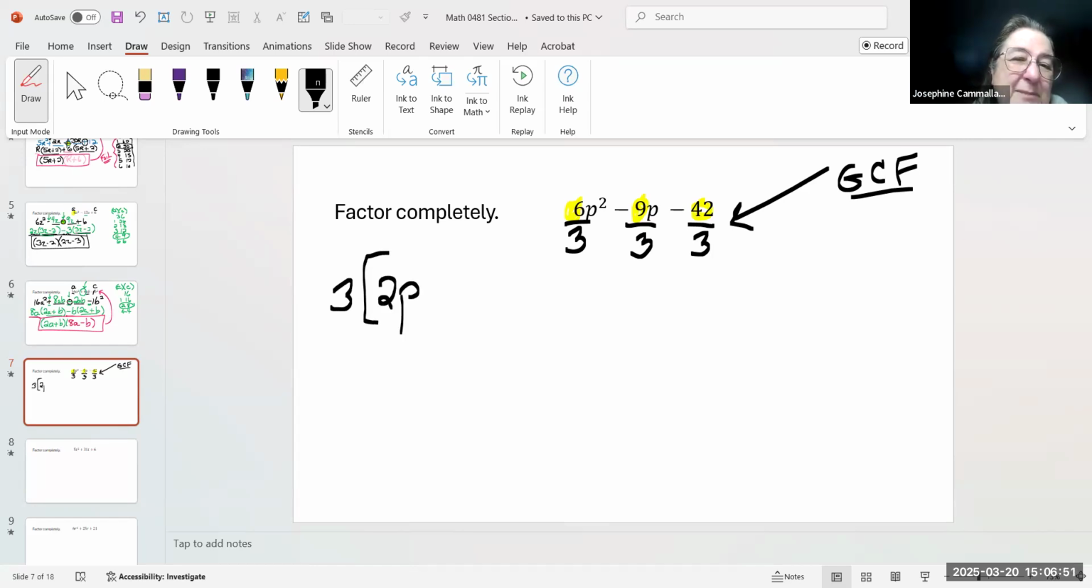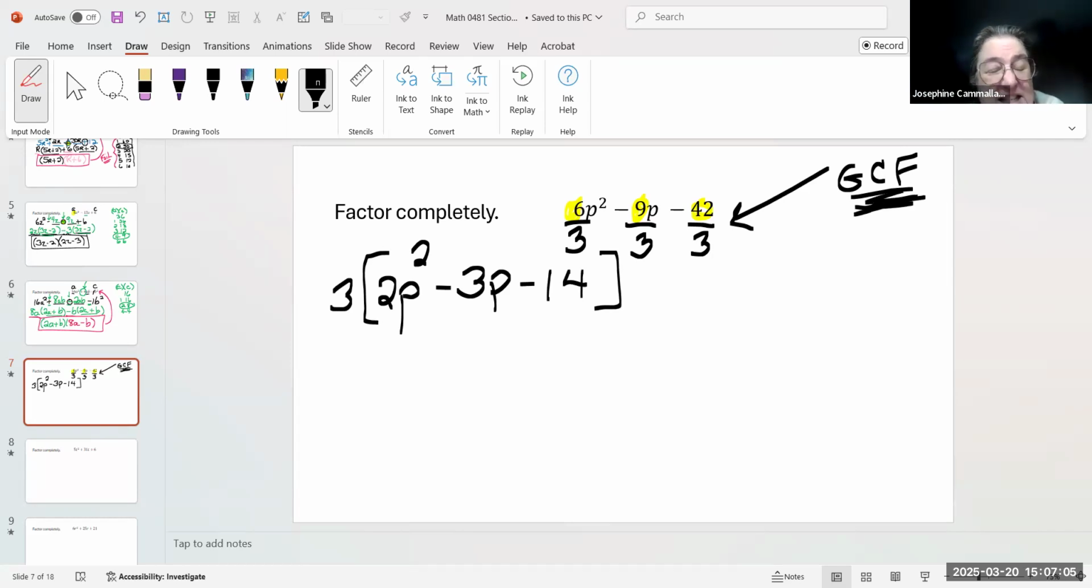This is 2p squared minus 3p minus 14. There is a GCF. The 6 doesn't go into 9, but do I have factors of 6 that will go into 9 and 42? The answer is yes. GCF.